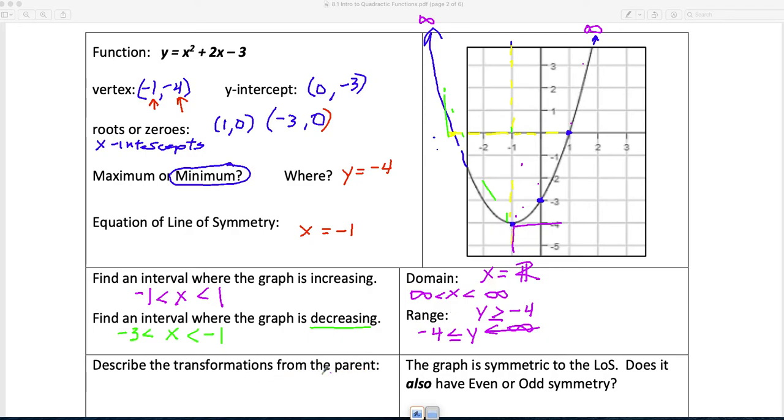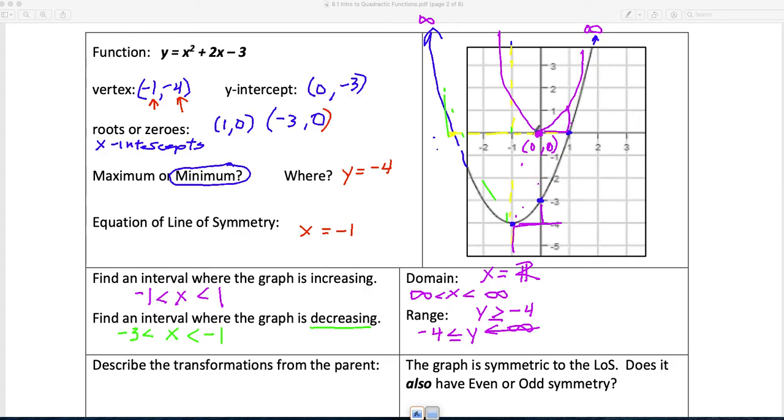All right, describe the transformations of the parent. So what do we think happened? Well, I know that my vertex for my parent is right here, and it goes up like this. So my vertex originally was at 0, 0. And my vertex right now is at -1 and -4. So I've got to have both a horizontal shift and a vertical shift. I have not had a vertical reflection, and this is still 1 and 1, and this is still 1 and 1, so I haven't had to stretch or compress.